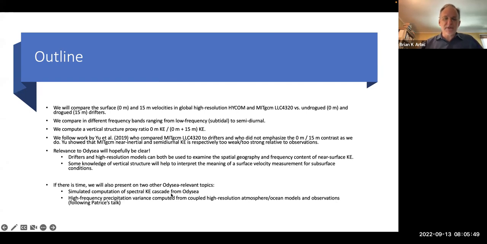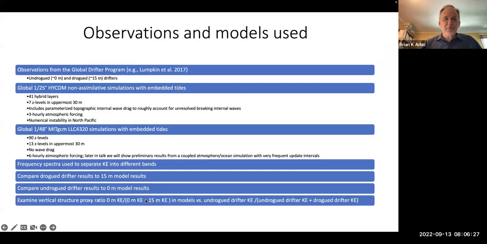We've simulated a computation of the spectral kinetic energy cascade from Odyssey. Alex Wineteer helped me prepare that, sorry if I mispronounced the name, and I did that calculation this weekend, kind of a quick preliminary result. And then following Patrice's talk on air-sea interactions, I just want to show a couple slides from a paper we published on high-frequency precipitation variance computed from coupled high-res atmosphere-ocean models, as well as observations. So that's a diagnostic model data comparison relevant to air-sea interaction.